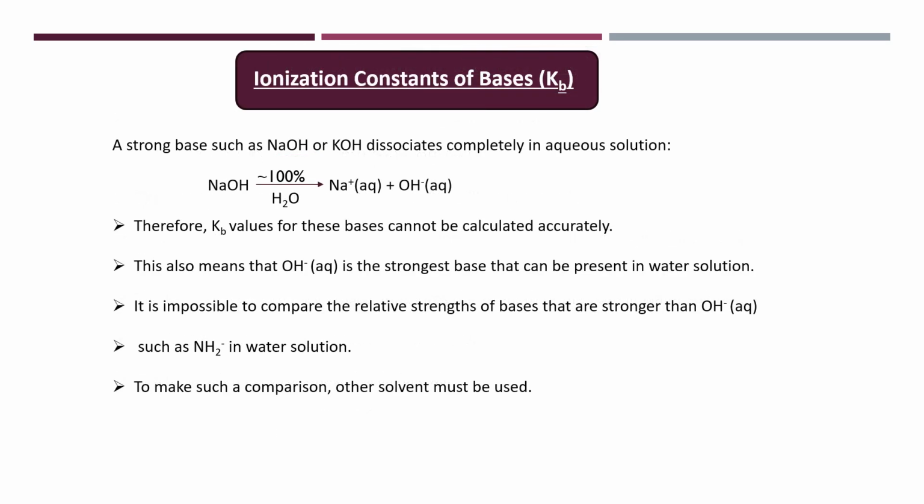Ionization constant of bases, Kb. A strong base such as NaOH or KOH dissociates completely in aqueous solution. Therefore, Kb values for these bases cannot be calculated accurately. This also means that hydroxide ion in aqueous solution is the strongest base that can be present in water solution. It is impossible to compare the relative strengths of bases that are stronger than hydroxide ion in aqueous solution, such as NH2− in water solution. To make such a comparison, another solvent must be used.